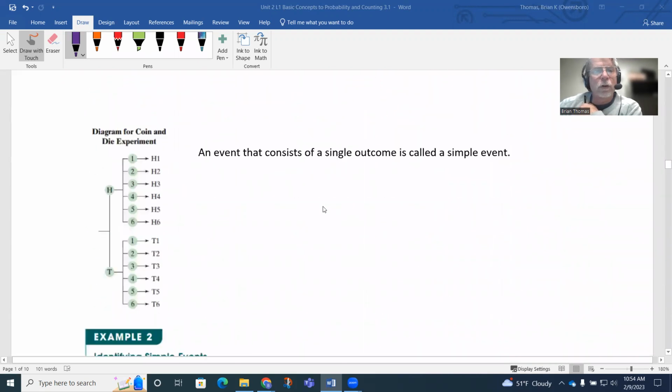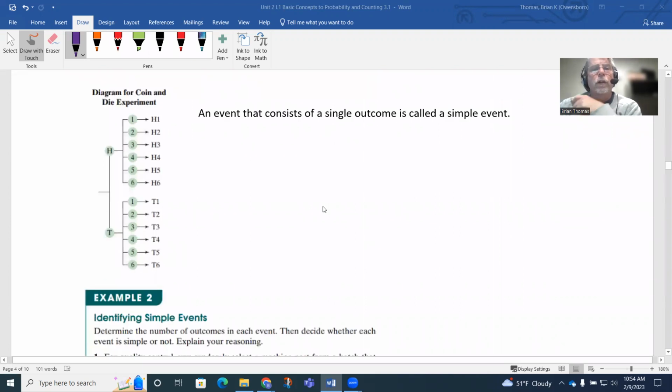So let's move into the next thing we've got going on, and that's what we call an event. An event is a subset of the outcomes, so it can be one or more outcomes. An event that consists of a single outcome is actually called a simple event. So if we have a single outcome, we call that a simple event.